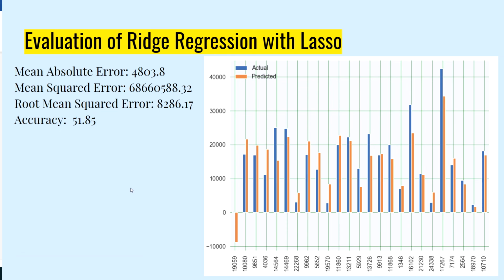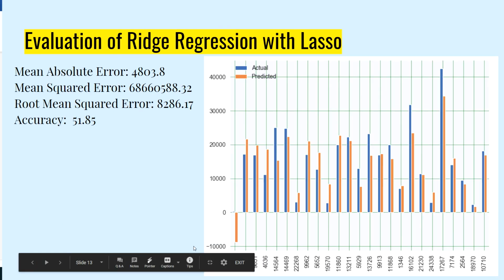In this slide we see the ridge regression with the lasso, and the performance of this method was 51.5%, and the mean square error was 8200, sorry. You can see that it performed okay.